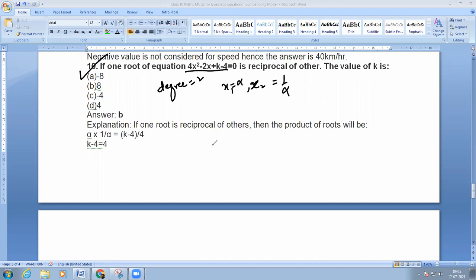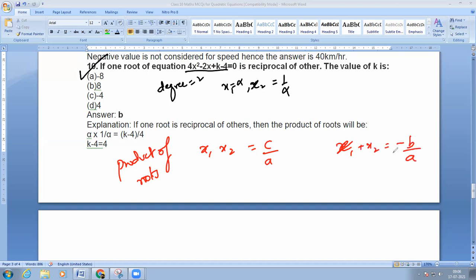So we know that the product of roots x1 into x2 is equal to c upon a, and the sum of roots x1 plus x2 is equal to minus b upon a. This we know, the product of the roots and the sum of the roots. Now compare the equation 4x square minus 2x plus k minus 4 is equal to 0 with the general equation ax square plus bx plus c is equal to 0. So the a value will be 4, b is minus 2, and the c value is k minus 4.